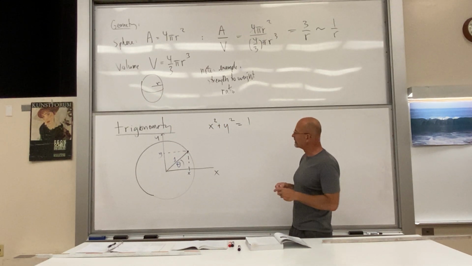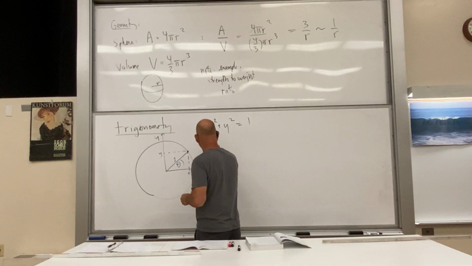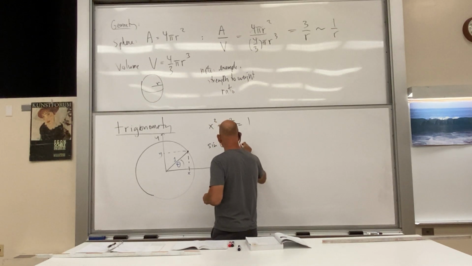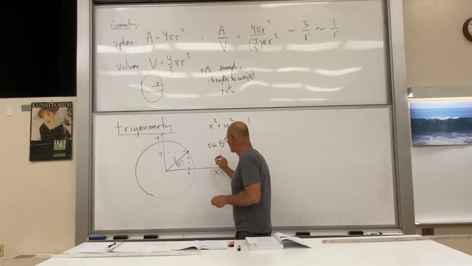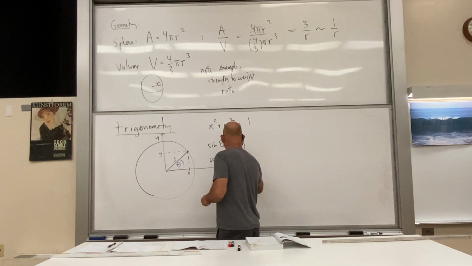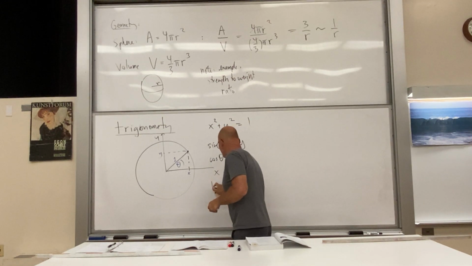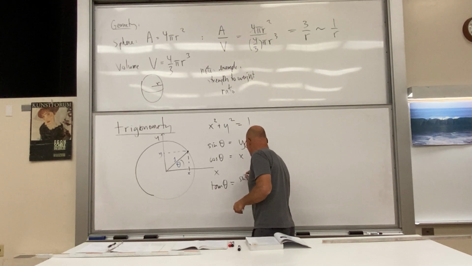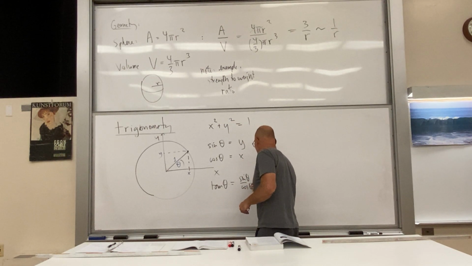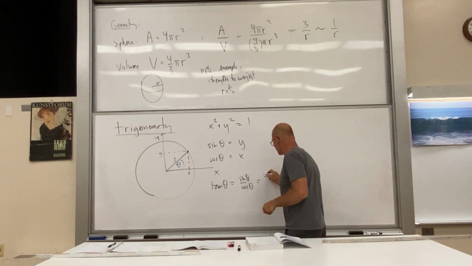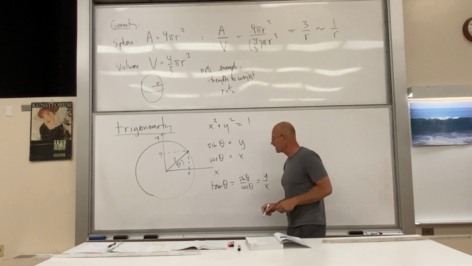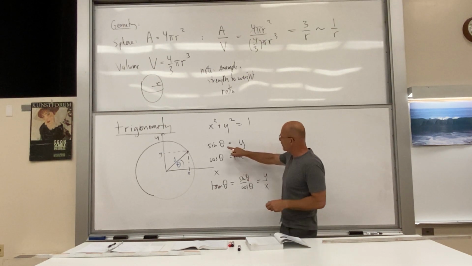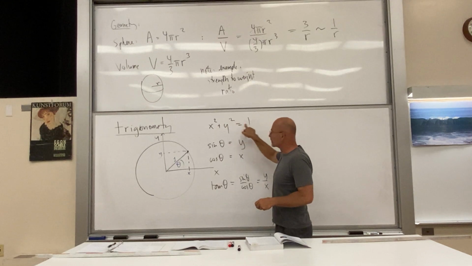So we have our sine, cosine, and tangent. So we have sine of theta is simply equal to y in this case. Cosine of theta is equal to x. Tangent of theta is equal to sine over cosine of theta, which is equal to y over x. Okay. Now, we then immediately have our sine squared plus cosine squared equals 1 identity.